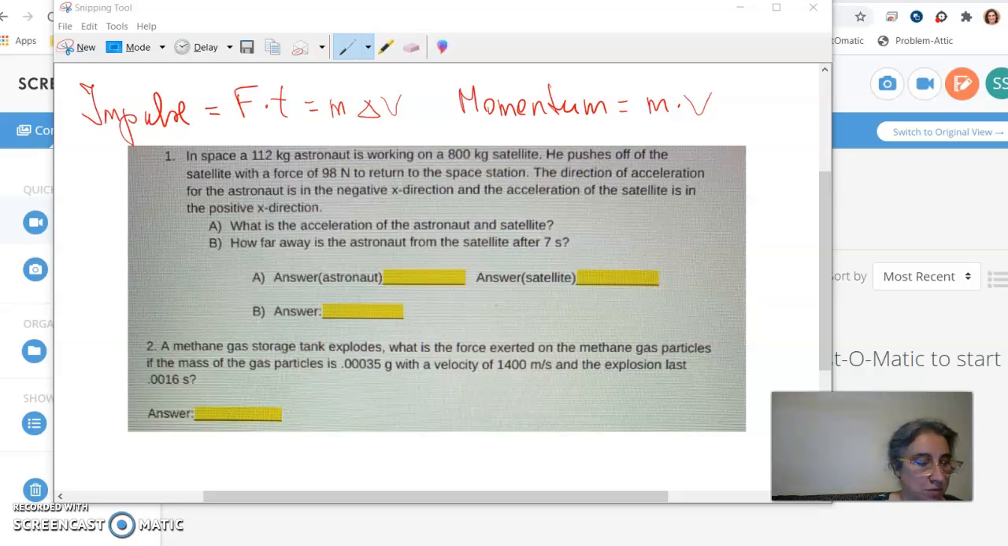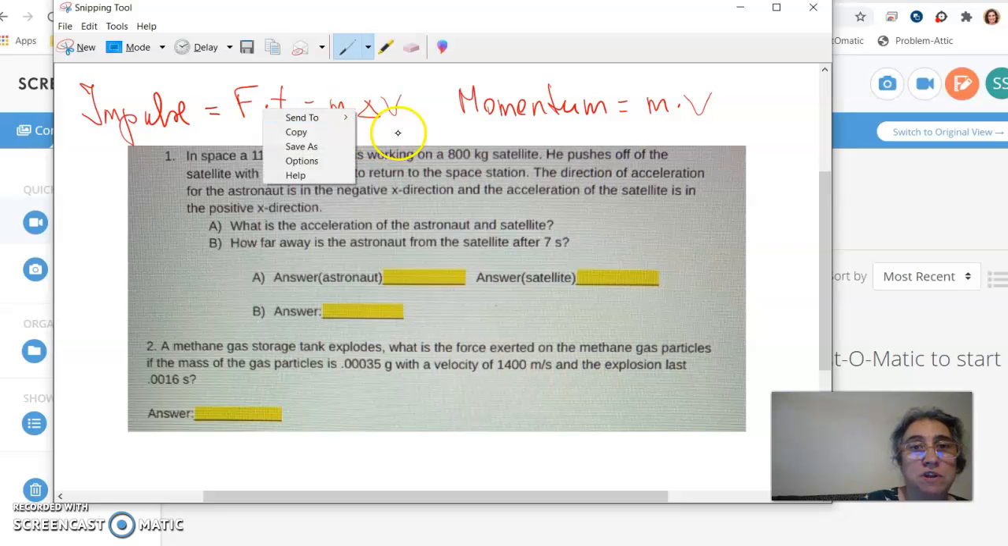We have this problem that is dealing with the impulse. And the impulse, as we know, I wrote the formula for you, is the force that applies to the object times the time. And it's going to be equal to the mass of the object times the difference in the velocities, the initial velocity and the final velocity.